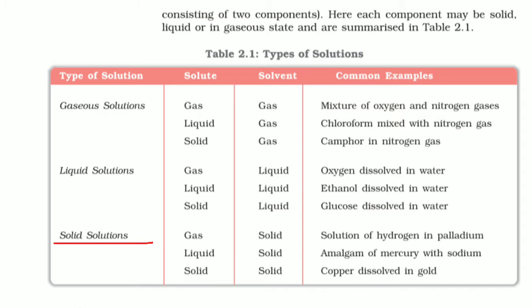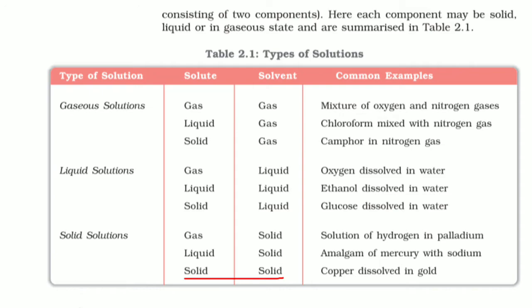Further, we classify this solid solution into three subcategories on the basis of the nature of solute. The first subcategory of this solid solution is gas in solid. Example, solution of hydrogen in palladium. The second subcategory is liquid in solid. Example, amalgam of mercury in sodium. And the third subcategory is solid in solid.